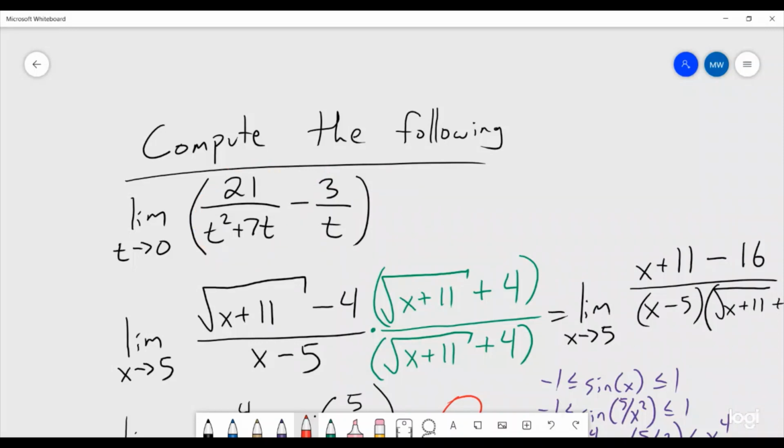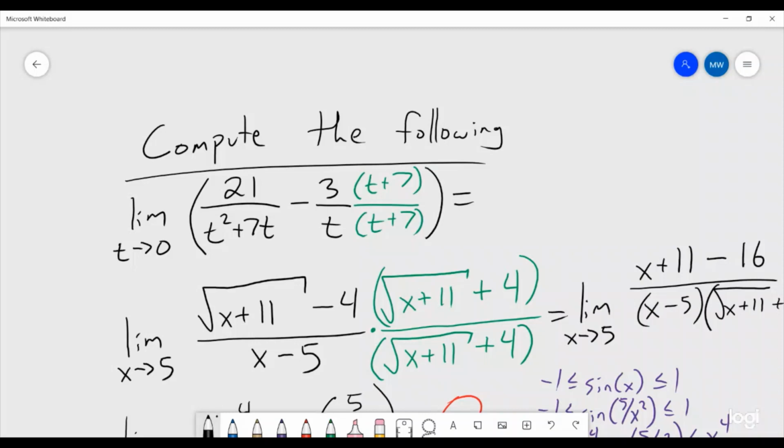So we're going to need to get a common denominator. First, let's look at the factors of the different denominators. t squared plus 7t is t times t plus 7, which means that for this 3 over t, we just have to multiply that piece by t plus 7 over t plus 7 to be able to get that common denominator.